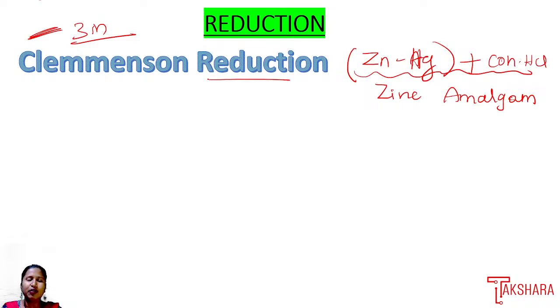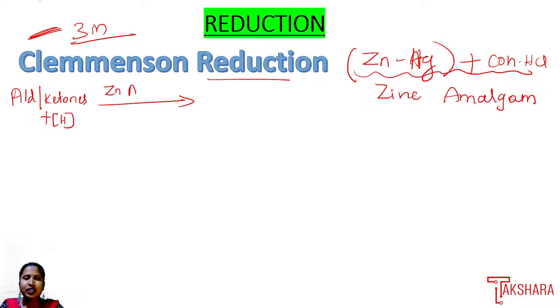So here the reduction of aldehydes and ketones takes place in the presence of zinc amalgam. Zinc amalgam is what? The zinc Hg mixture plus the concentrated HCl. These two compositions together are called zinc amalgam. And we will get the product, what? Hydrocarbons. In order to remember, just remember that the aldehyde or ketone undergoes reduction in the presence of hydrogen and in the presence of what? Zinc amalgam. You should remember that the product is hydrocarbons.